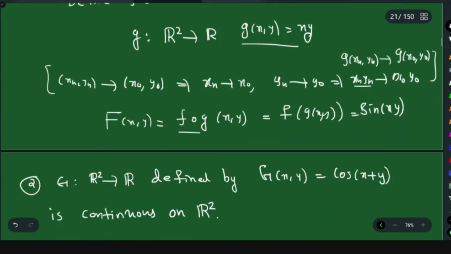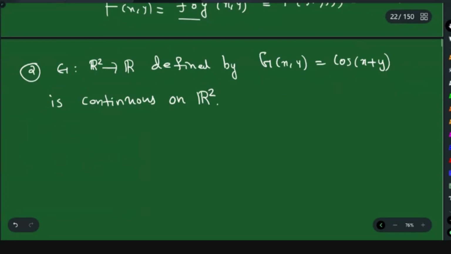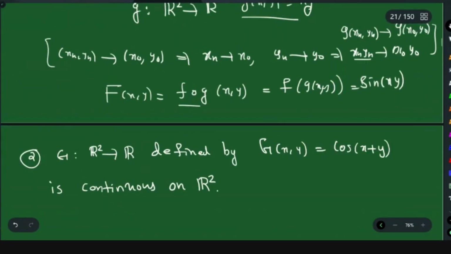Similarly, you can look at this function also. You can just try this one. Here you have x plus y. So again, instead of xy, you have x plus y. So x and y are polynomials, so it should be a continuous function. The inside thing should be continuous, and cos is also a continuous function. The composition will give cos of x plus y. So that is a continuous function. You can just verify this, in a similar way.